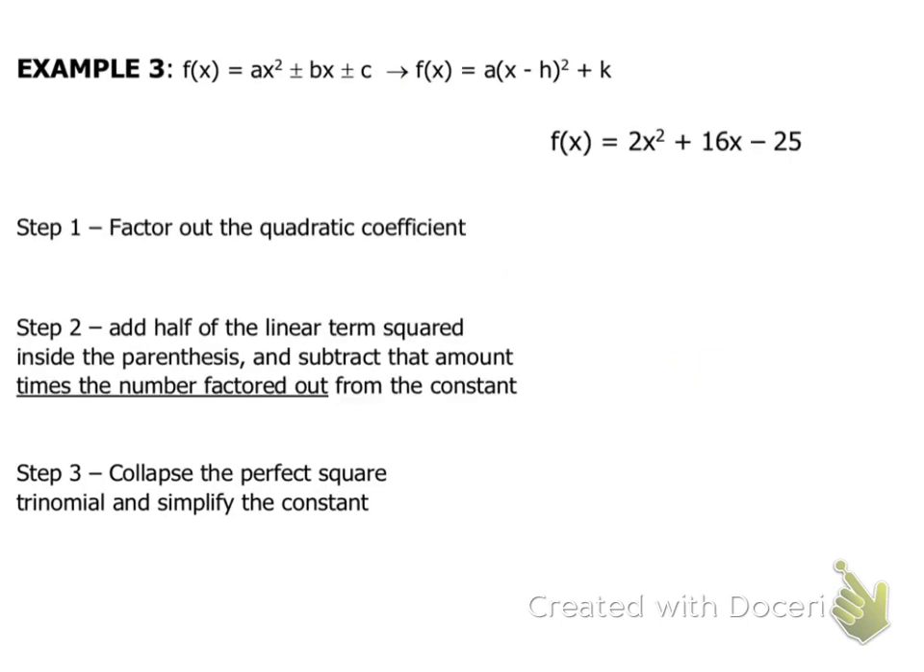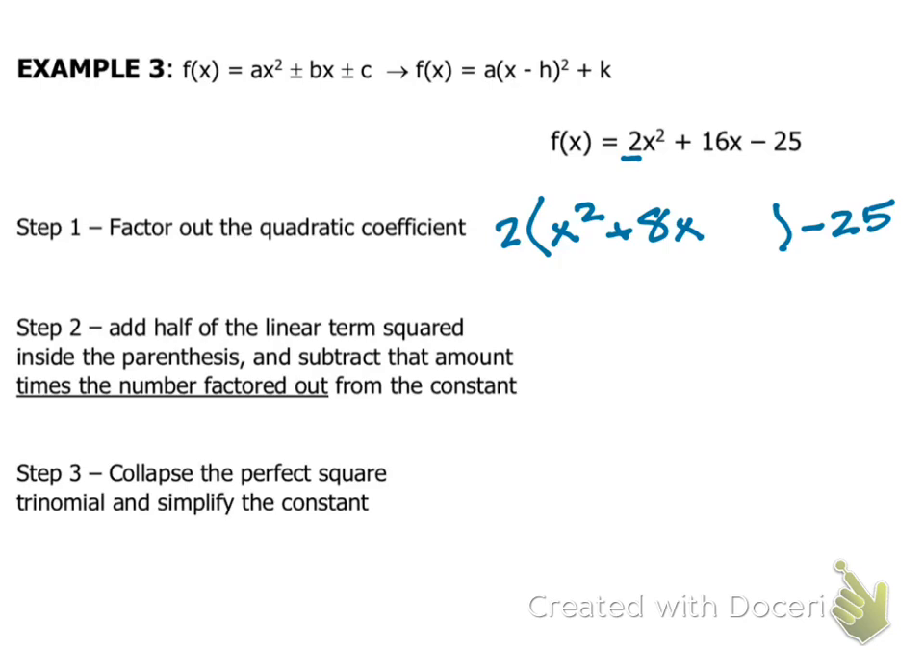So now let's look at what happens when we have a quadratic coefficient. So our step 1 here is going to be just a little bit different. For step 1, it says factor out the quadratic coefficient. That's going to be this 2. So I'm going to pull the 2 out front of parentheses, and I'm going to have x squared plus 8x. I'm going to close my parentheses, minus 25. Okay? We're not taking the 2 out of the 25.